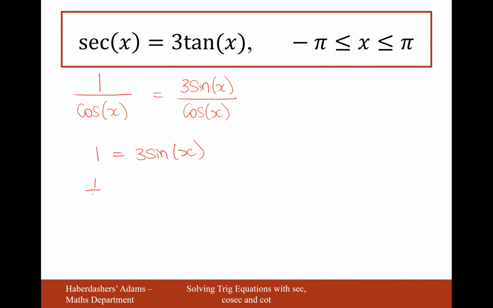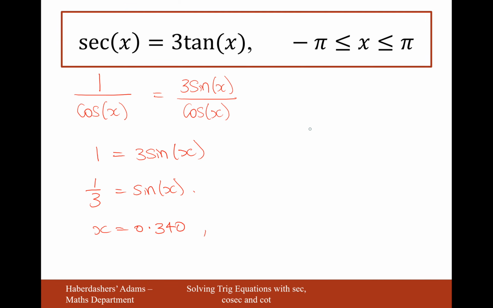Let's divide through by the 3 on the other side. And now before I do inverse sine, I'll check I'm in radians mode. I actually missed that step out at the start of this question, so I always check and then do inverse sine of 1 divided by 3. And in this case I get x equals 0.340. That's correct to 3 significant figures.